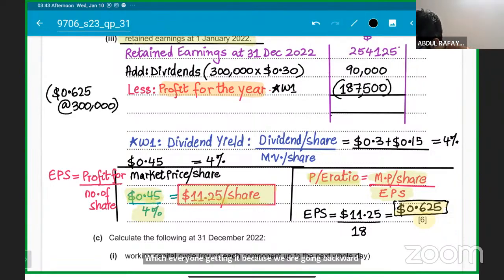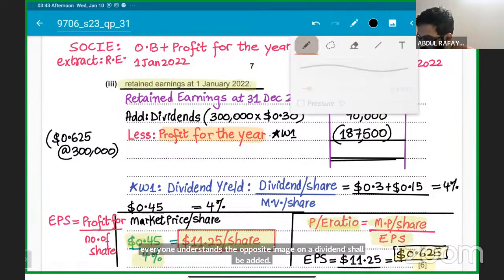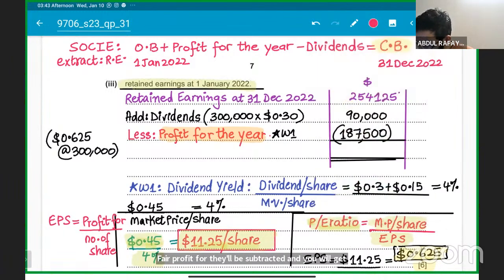Profit for the year, everyone understands now? We are going the opposite way. Dividends will be added. Profit for the year will be subtracted, and you will get what, students? Opening balance, retained earnings. You will get retained earnings at the start of the year. Understood?